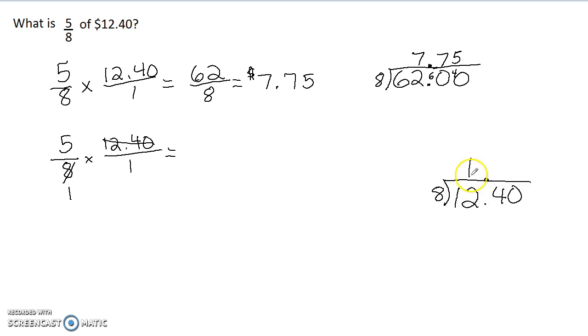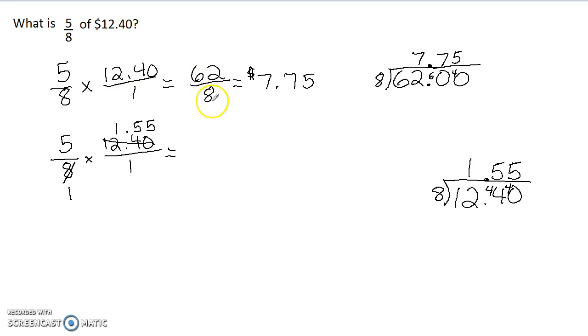And I know that 8 goes into 12 once. We do the short division up here, and then I have 4 left over. So 8 goes into 44 now, I know 5 times. Okay? And then I have 4 left over, and then 8 goes into 40 another 5 times. So technically I can reduce this now to something a little easier to solve. It's a lot easier to multiply 5 by 1.55 than it is by 12.40.